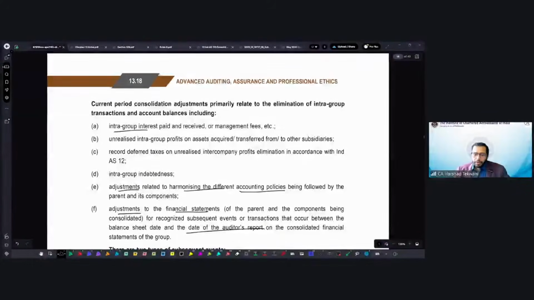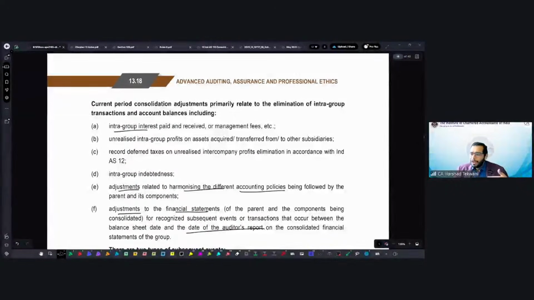Now, these current items change from year to year. Today I may have a sale of X amount with a particular subsidiary. Next year, I may have a Y amount of sale with that subsidiary. So year on year, the current period consolidation amounts will change. That's why they are known as current period, because year on year the numbers of these transactions will change.